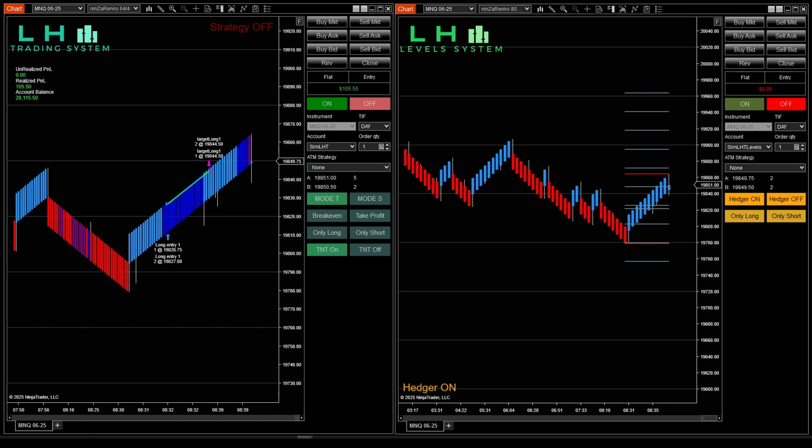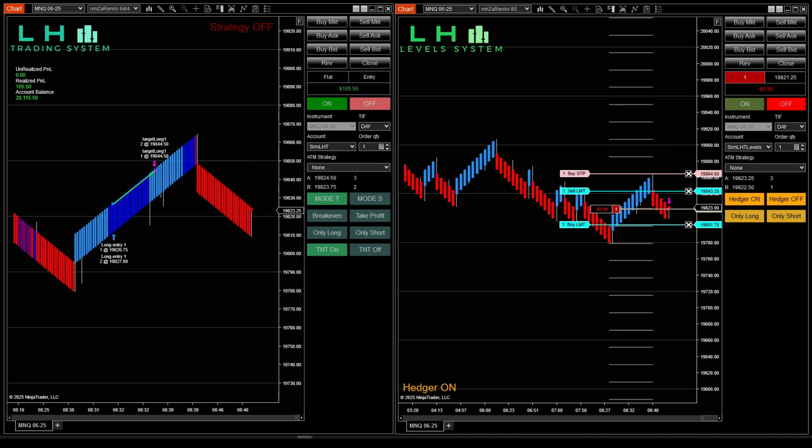My setup for the LH level system is to let the strategy define our position size based on the risk we've specified in the configuration menu. You can also specify a fixed number of contracts. When the strategy finishes the analysis, it deploys the smart levels and starts working.